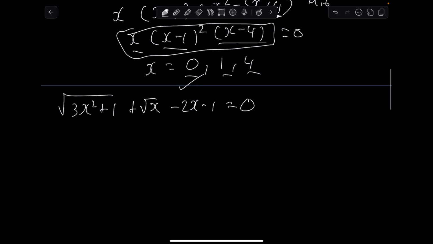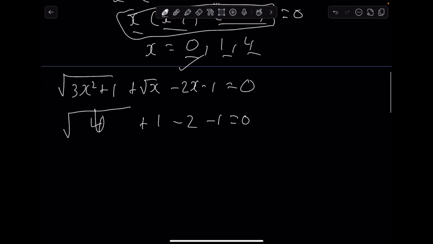So we take that. Now x equals 1, so root of 3 times 1 squared is 3, 3 plus 1 is 4, plus root of 1 is 1, minus 2 times 1 is minus 2, minus 1 equals 0. So root of 4 is just 2. So it's 2 plus 1 minus 2 minus 1. So obviously that just cancels out, that's 0. So 1 is also okay.